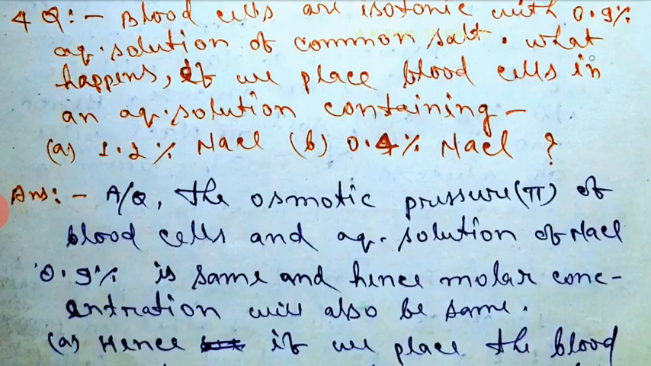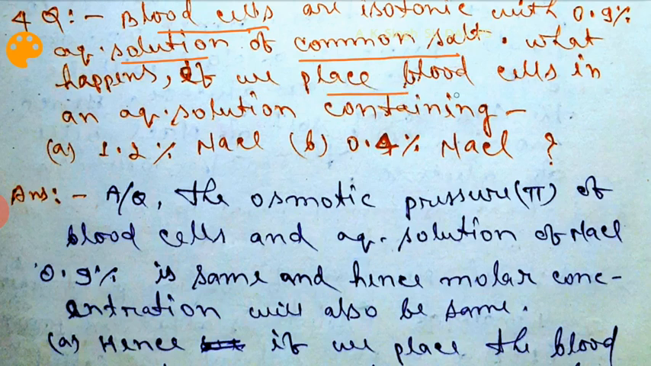Now fourth question is blood cells. You have read blood cells. Blood cells are isotonic with 0.9% aqueous solution of common salt. What happens if we place blood cells in aqueous solution containing 1.2% NaCl, 0.4% NaCl? Isotonic means you have read if two or more solutions have same osmotic pressure, then they are called isotonic solutions.